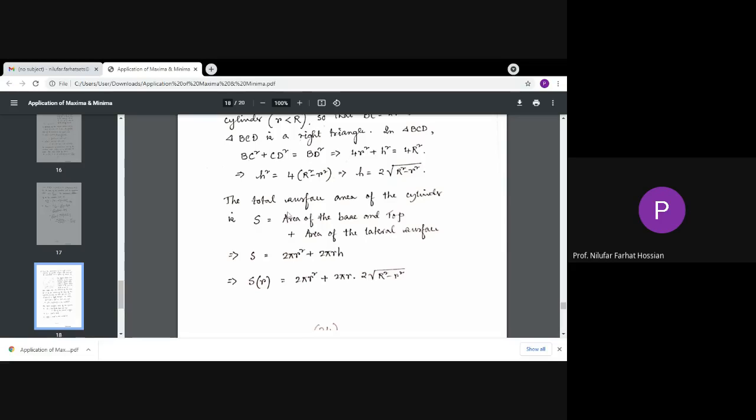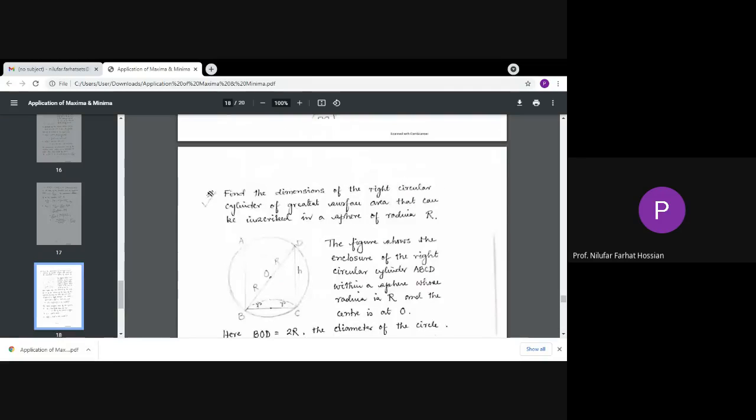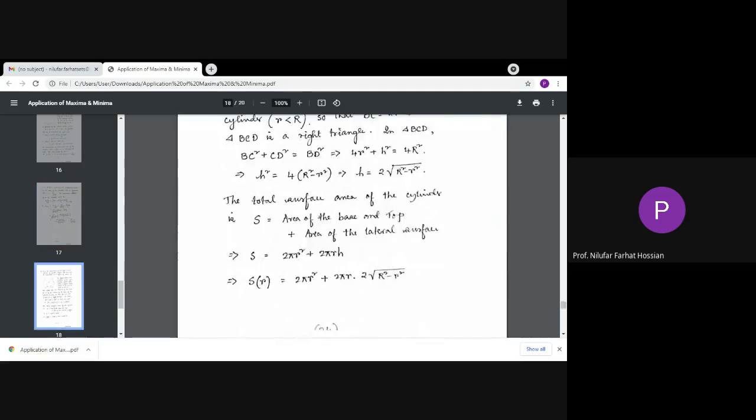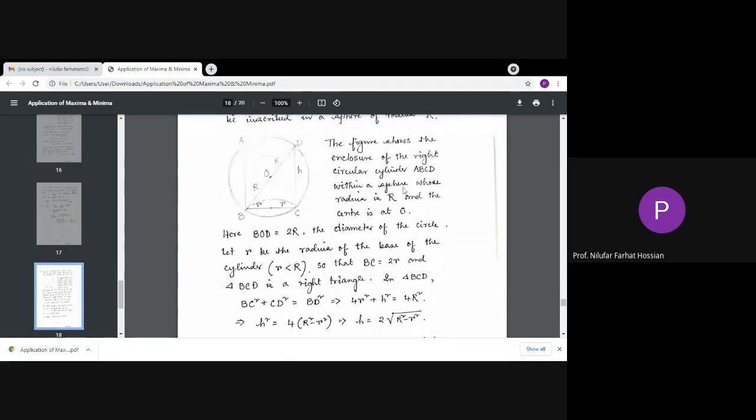Now, what is the total surface area of the cylinder? We discussed it in our last class in the math. The total surface area of the cylinder will be what? Sorry, the area of the curved surface. Surface area of the cylinder will be equal to the area of the curved surface, which is 2 pi r into h.